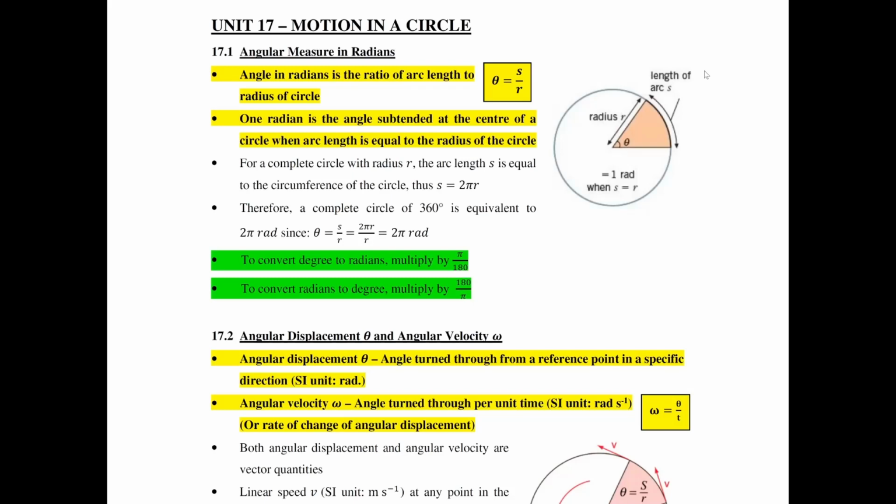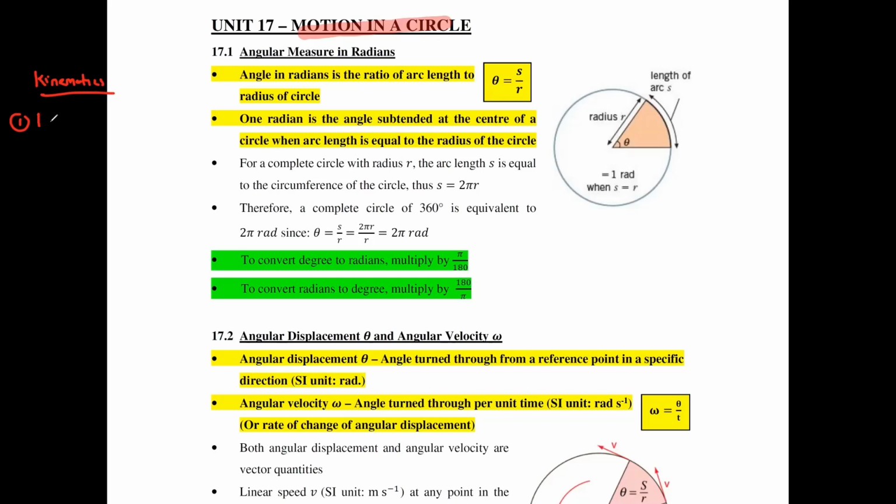Now for A2, the first chapter that you will most probably learn is motion in a circle. Now motion in a circle is actually kind of like a continuation of kinematics from AS. So in kinematics AS, it was a study about motion.